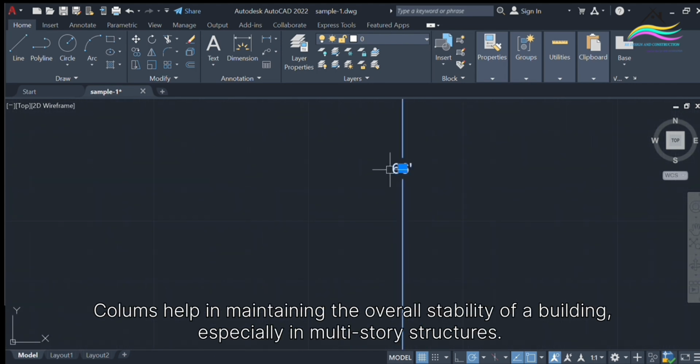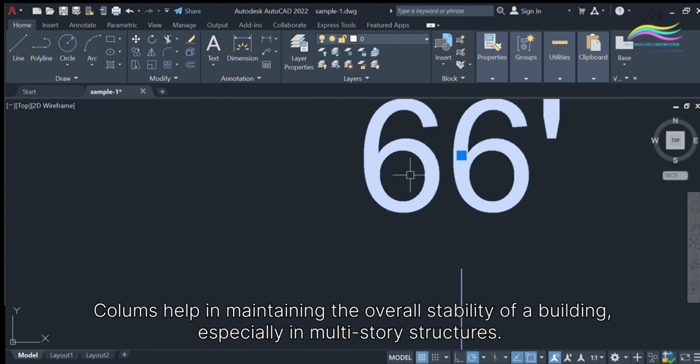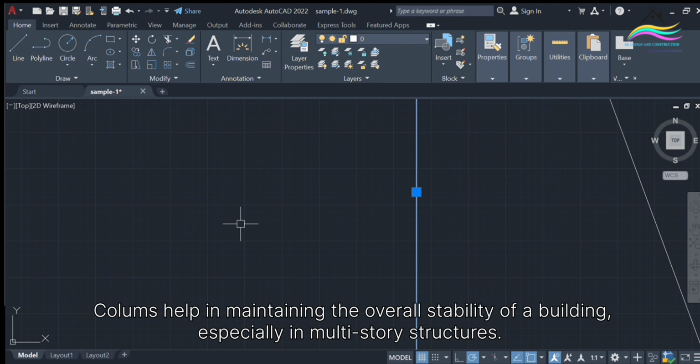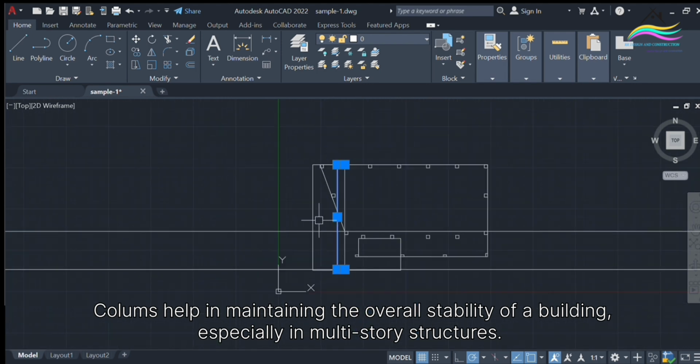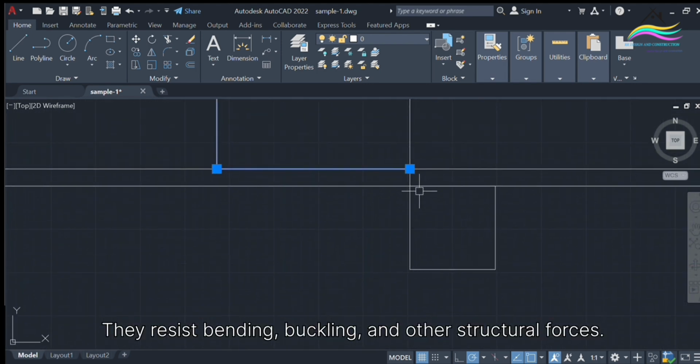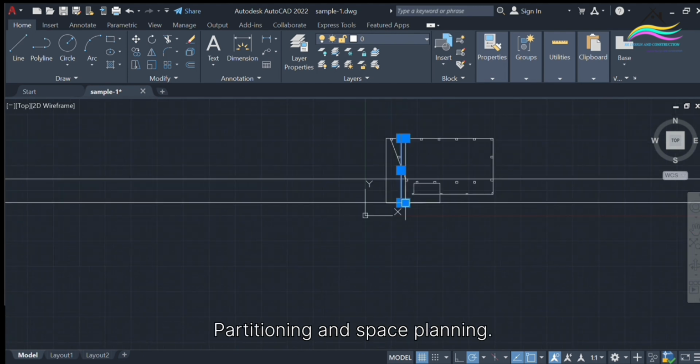Structural stability. Columns help in maintaining the overall stability of a building, especially in multi-story structures. They resist bending, buckling, and other structural forces.